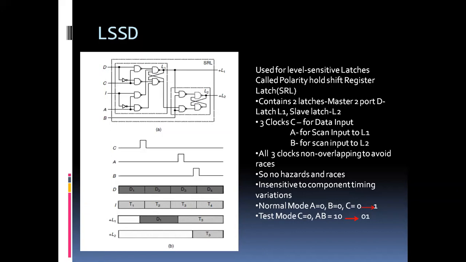So I have given 3 different clocks in this case, A, B and C. I is my scan input and D is my actual input. This is also called polarity hold shift register latch. Okay, how it works is, if my clock comes on C, it means when clock transition is coming on C, my data line has to be clocked in and it has to be driven on the output plus L1. Okay, so let's see what happens.